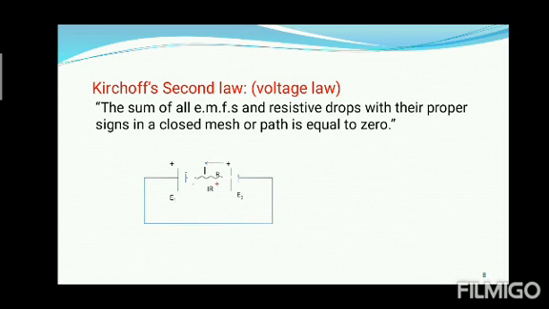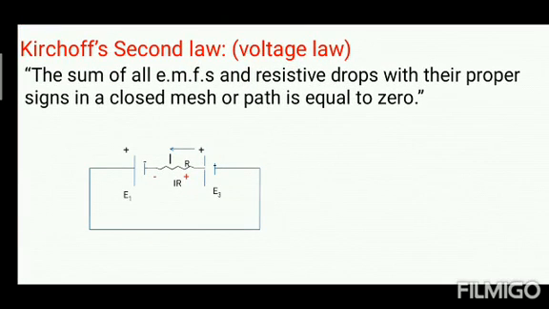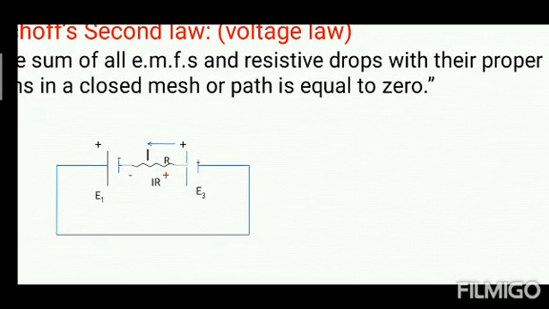Consider this example where we have got two EMFs E1 and E3 and one resistive drop IR. IR is connected such that it has a positive sign on the right side and a negative sign on the left side, because we are assuming the current flowing from right to left.